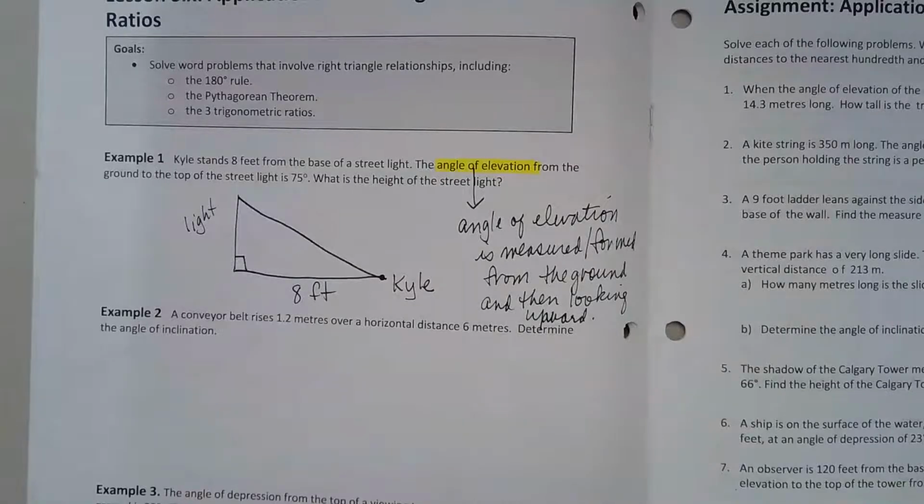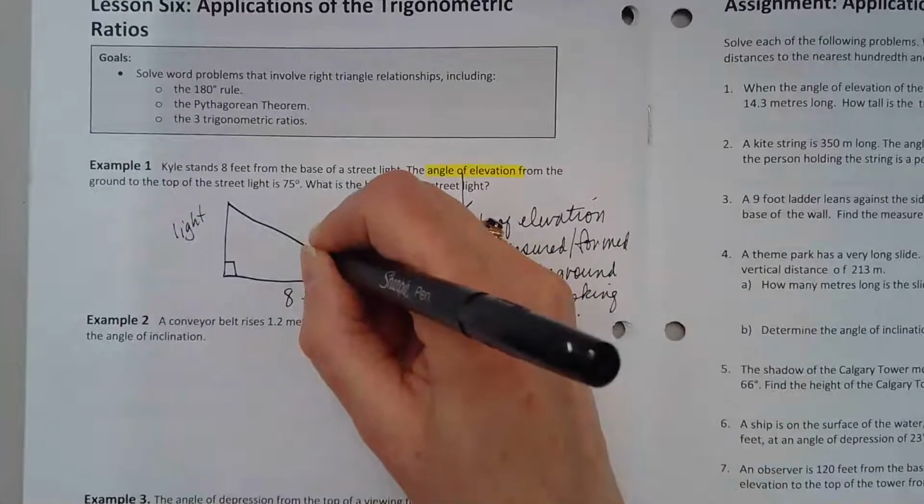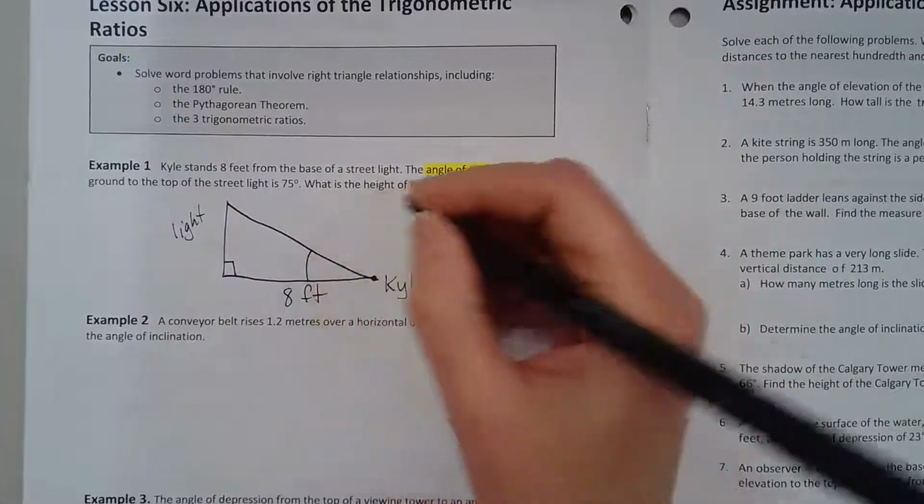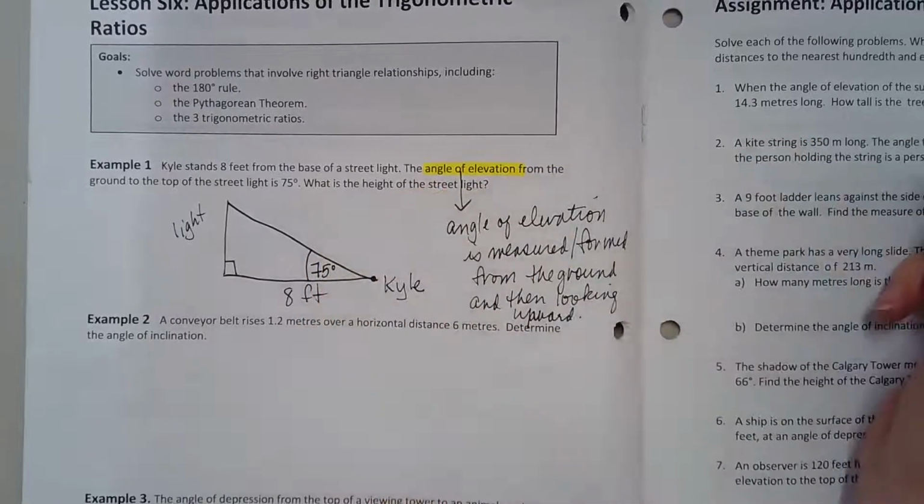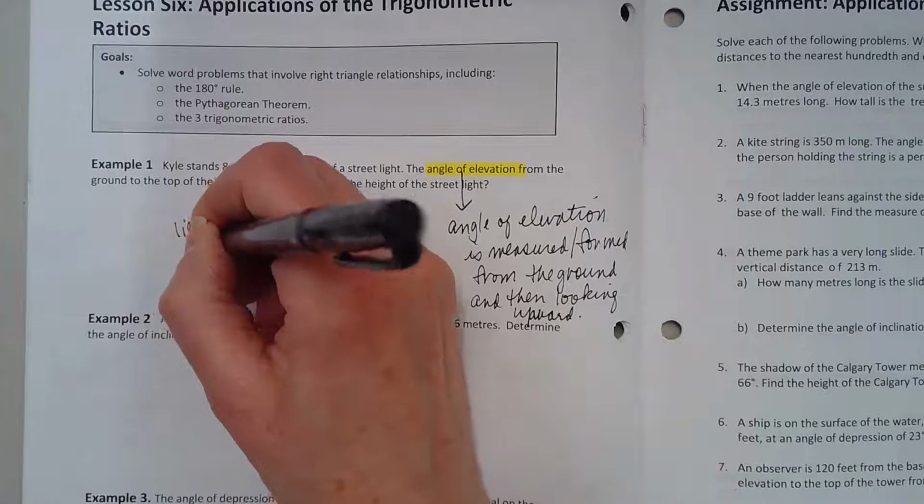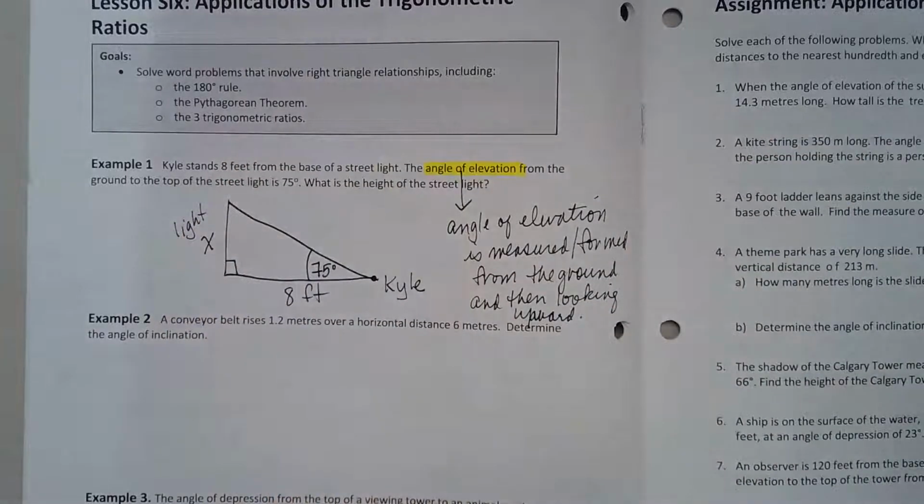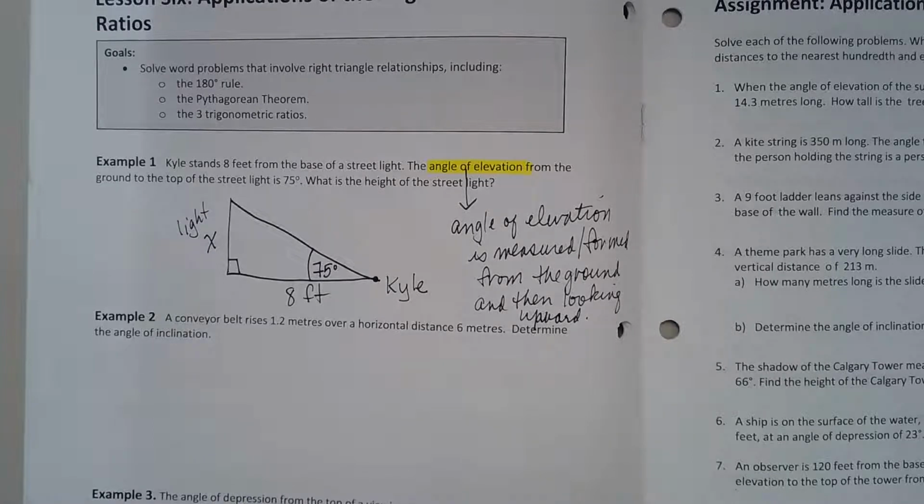Just remember, angles of elevation are always from the ground up, or from the flat surface where you're standing, wherever you're standing up. So this would be the angle of elevation. Agreed? From the ground upwards. So that angle of elevation is where theta is, that's the 75 degrees. What is the height of the street lamp? Well, that's my unknown. We usually call unknown sides x. So that's where the triangle develops. Can you figure out how tall x is?